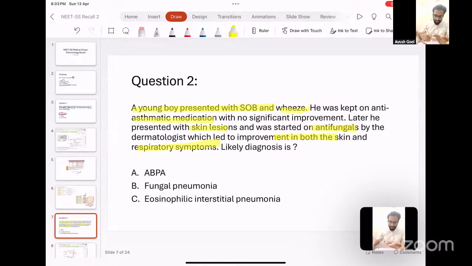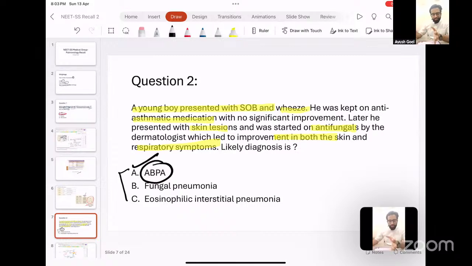If we understand this question, there's a patient who has some history of asthma. He's not getting better with standard treatment, and when he is started on antifungals, the patient is getting better. So you're looking for a disease which presents like asthma and improves with antifungal therapy. If we look at the options, the first option, ABPA, is the right answer because the patient will have allergic symptoms, shortness of breath and wheeze.